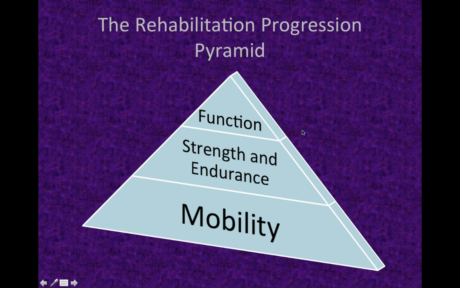So here's our rehab progression pyramid. And as you can see down below, if I can get my pen to come back, we start this with mobility. So we're kind of skipping the acute phase. Now, we're not really skipping it, but if you are working with somebody who has an injury, then you sort of add this acute phase down here. And that's where you're talking about pain and inflammatory control.